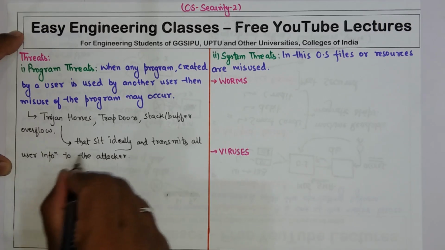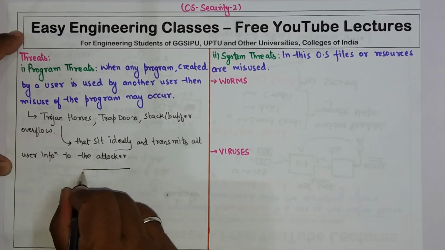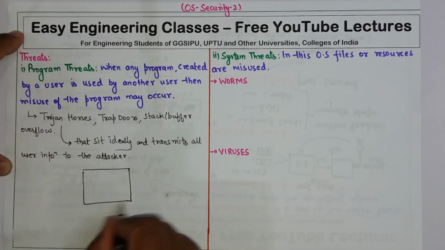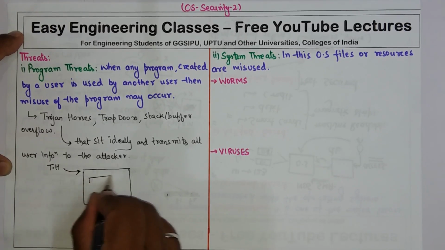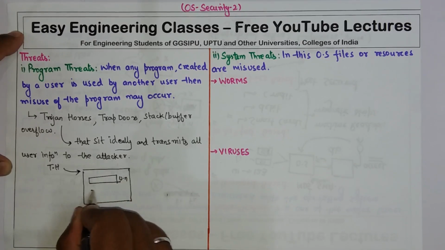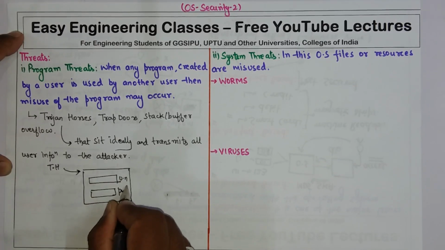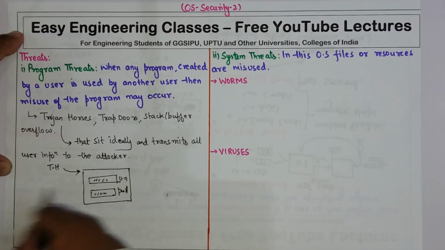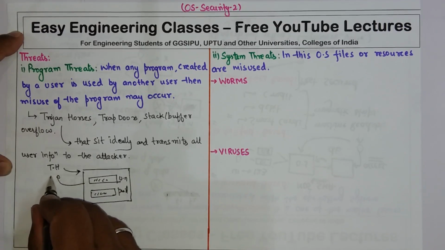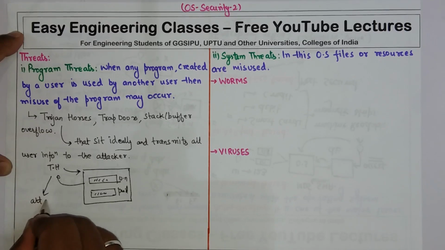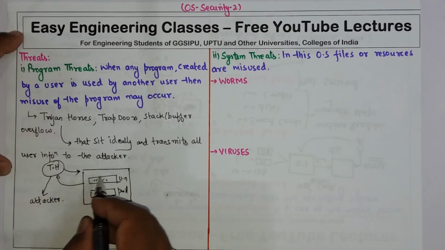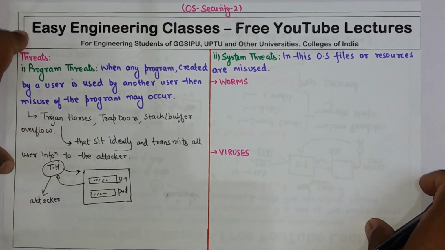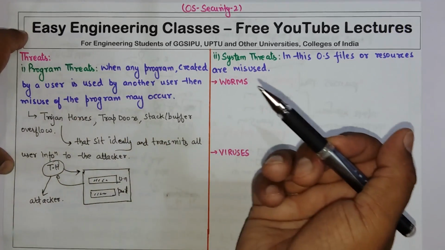Now for example, if there is a Trojan horse in your system and you are logging into your account on any browser and that Trojan horse is attached to this browser, then whenever you are typing anything like the username and password to access any website, this information is recorded by this Trojan horse and sent to the attacker. So in this way, this Trojan horse program is created by a user and is used by the attacker to launch attacks on the system. Such kinds of threats come under the program threats.